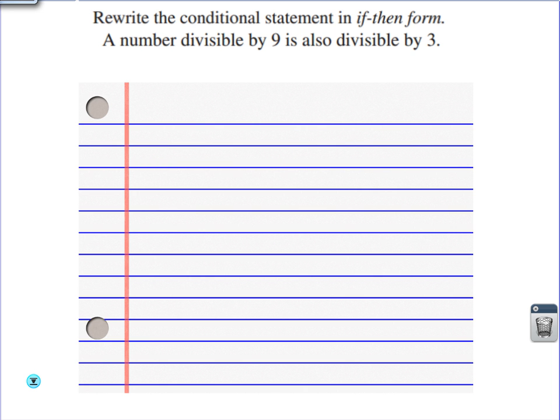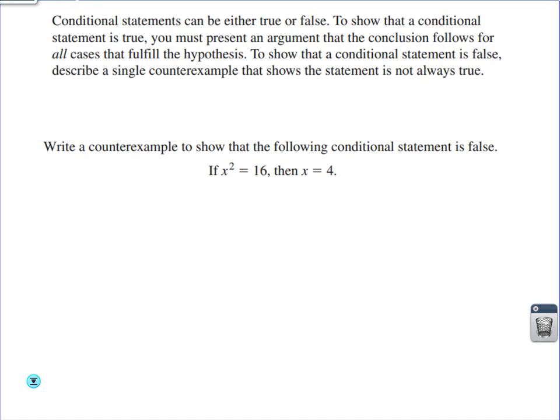A number divisible by 9 is also divisible by 3. We'll just talk about the rest of them. You've got a couple of good examples there. I would put on this one: if a number is divisible by 9, then it is also divisible by 3. That was pretty easy.